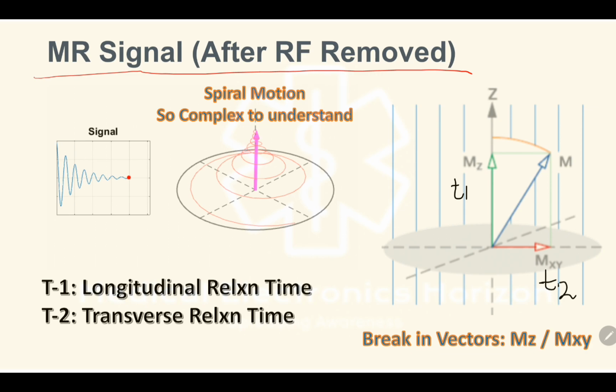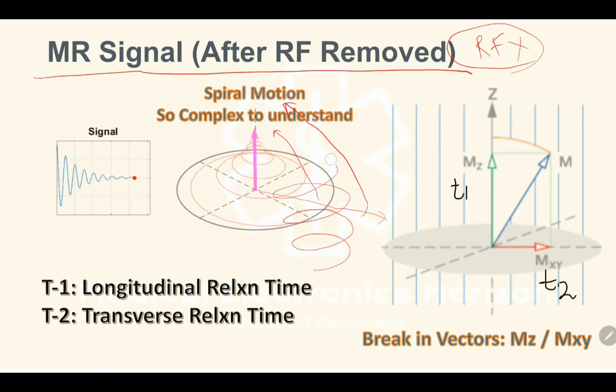After RF is removed, you remember I explained in the first slide, you have to apply RF and then you have to remove the RF. You can see here, now your RF is removed, now no RF, and this is the vector, it's going to the home position. Earlier this vector was here at 90 degree or 180 degree, now it's trying to go to the home position, and the path it is following is a spiral path, a helix path, very complex. So we try to break this into two vectors. This is your hydrogen atom. Earlier it was here in this plane. Now it's trying to go to the home position, and it is taking this spiral path.